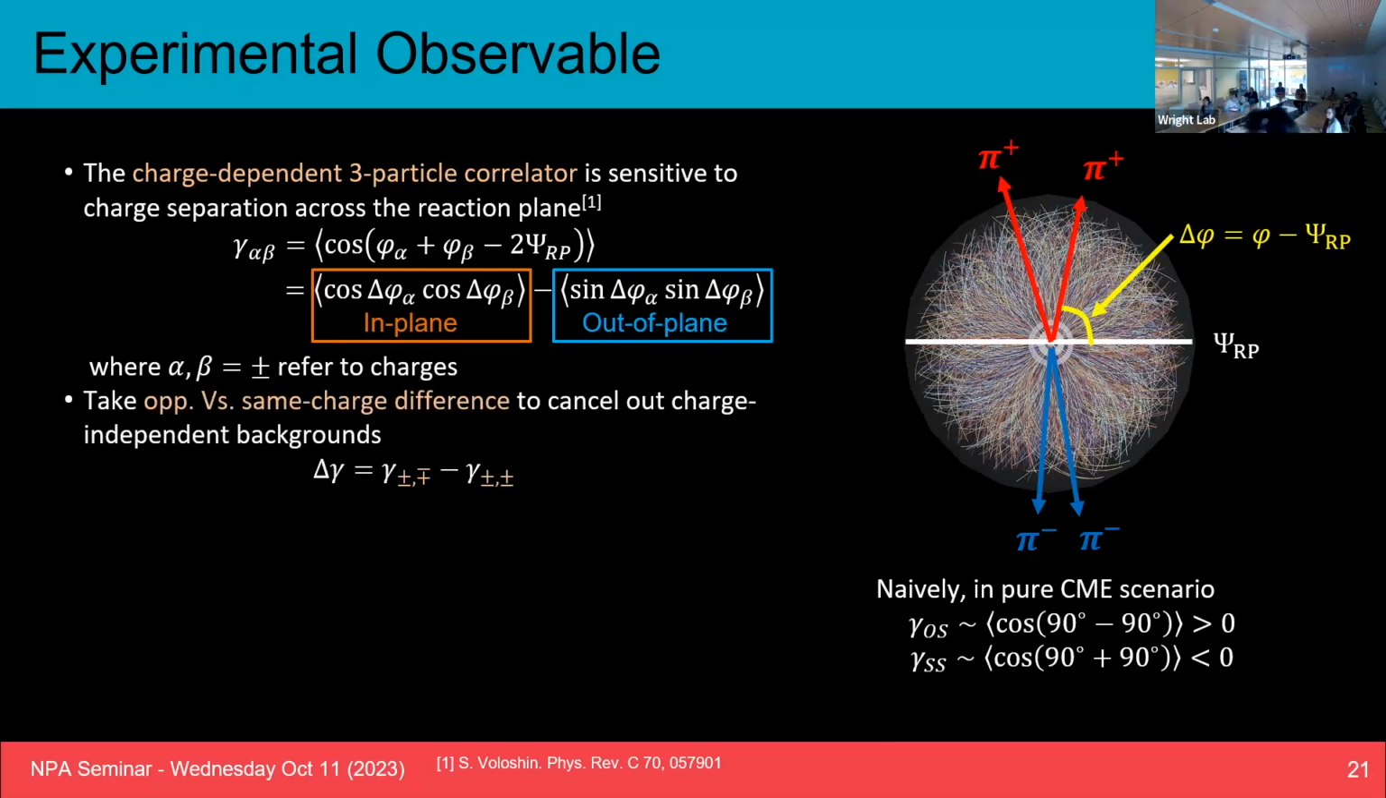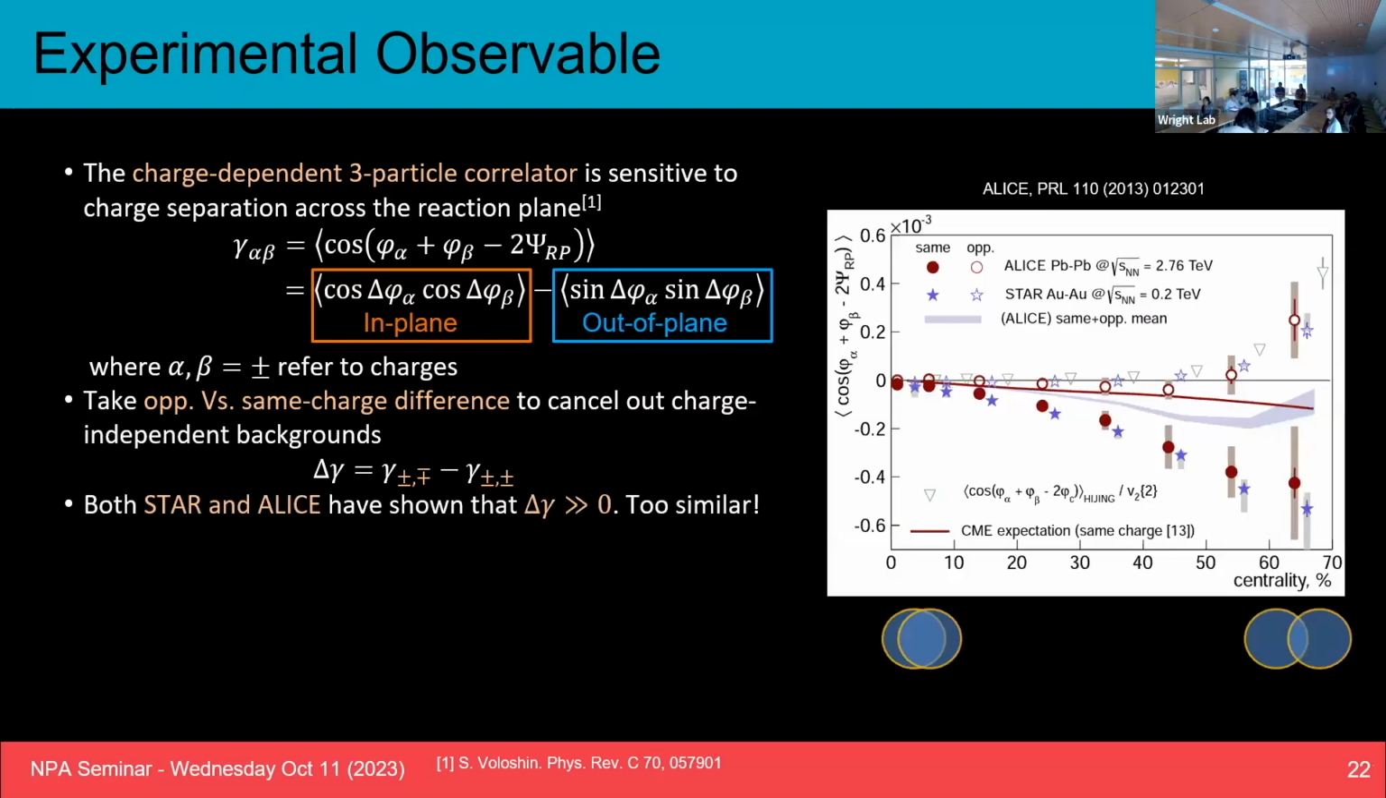And also, you have to take the difference between the opposite sign and the same sign. This is to cancel out this charge independent background. So the background doesn't depend on charge. You see that in this ideal case, you get something positive, right? And this is indeed what STAR and ALICE both have shown a long time ago.